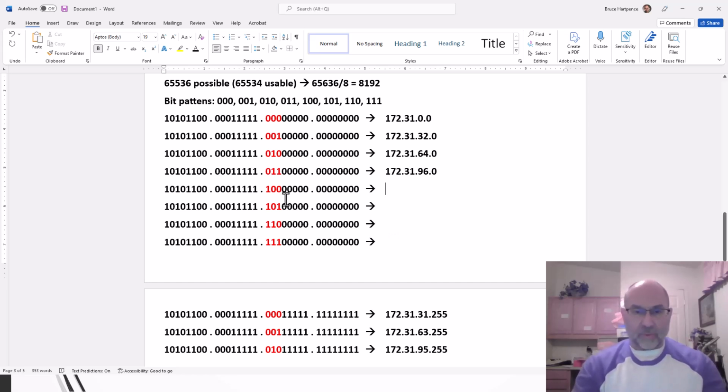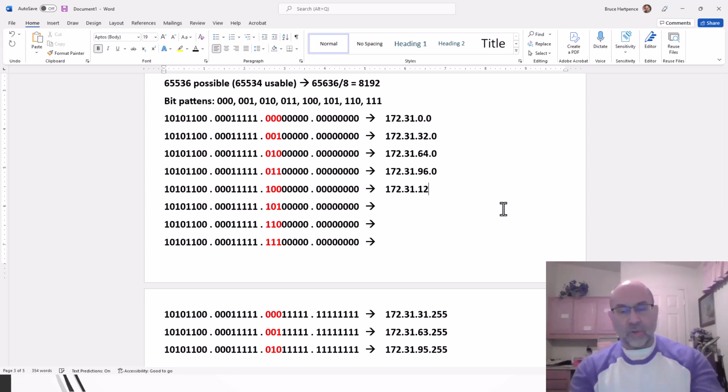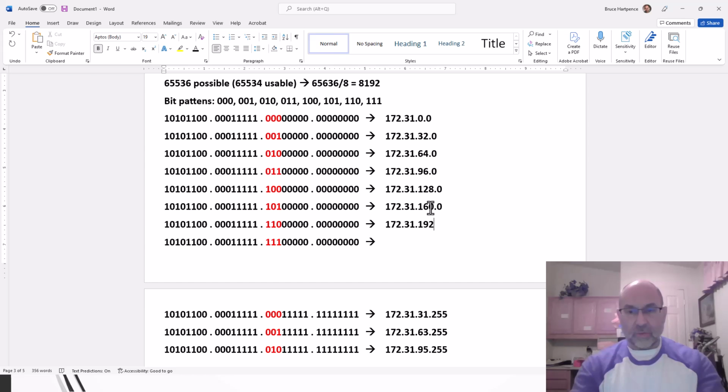Okay, so this is pretty clear. It's 172.31.128.0. Then 172.31, now this is 128 plus 32, or 160.0. Then 172.31.192.0. And this is 172.31.224.0.